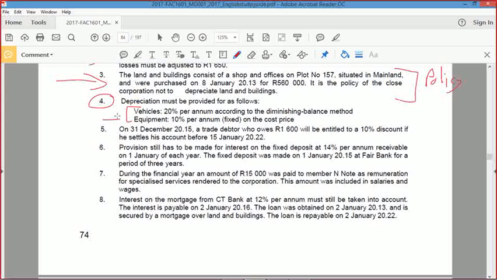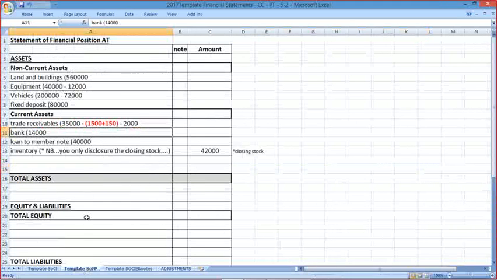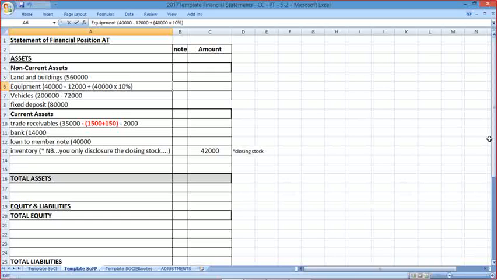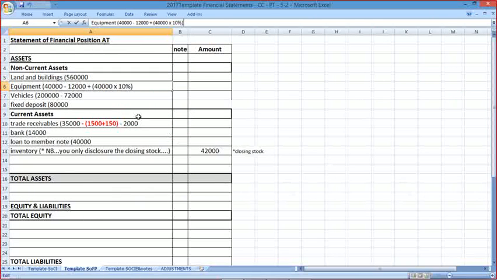So I'm going to start with the equipment because it's 10% on cost. What is the cost for the equipment? Equipment cost was 40,000. Okay, so all we need to do is, where equipment was, there it is. I'm going to add 40,000 times 10%. I hope it was 10%. Let's just double check. Is it? Yes, it was. Okay, all right, so that's fine. Plus 40 times 10% against your equipment. Not plus, minus. Okay, it's subtraction.